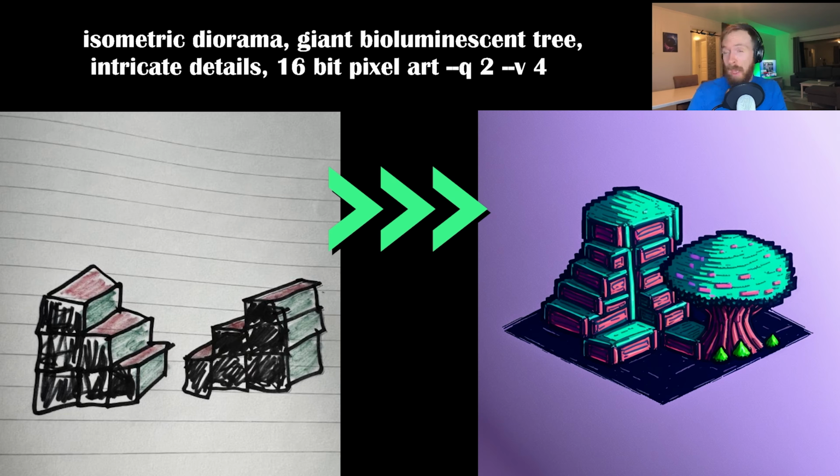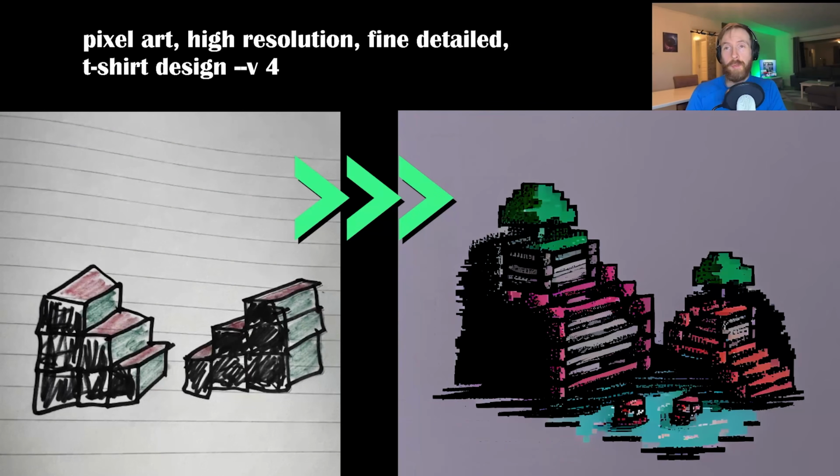This was the one I liked most from these things. You can just see it takes the block style and adds them up, and it also uses the tree I added, and it gets this glowing effect with this luminescent. I don't know how to pronounce that, but yeah, really like this one. And the final one I did for this was just pixel art, high resolution, fine detail, t-shirt design, and --V4. Also like this one, I really like the use of the blocks and how the pixel art looks. Could have probably put on some more colors in the prompt, but anyway, I liked it. So let's move on to the next drawing.